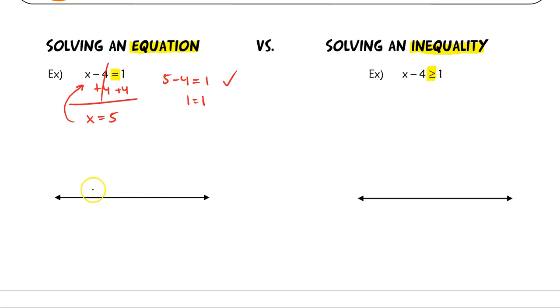So if I were to graph this on a number line, I would place the number 5 here on a number line. I could even put 0 here. This time I'm just going to have a closed circle on 5. There are no other numbers that work in this equation. It's just showing that one number, 5, that works.